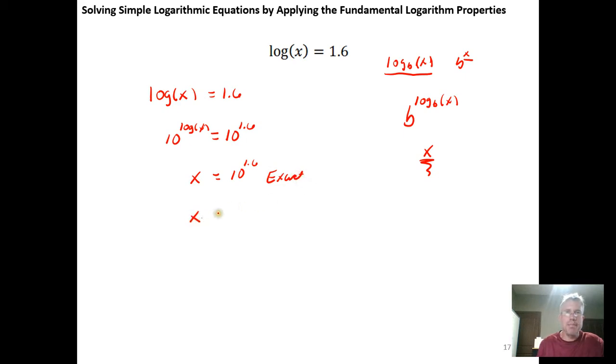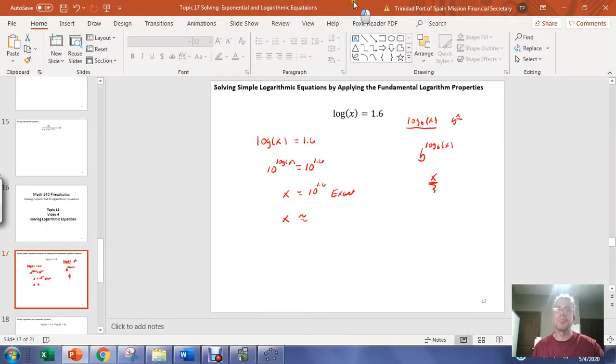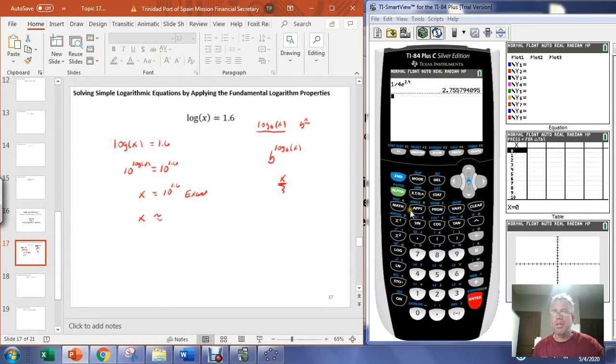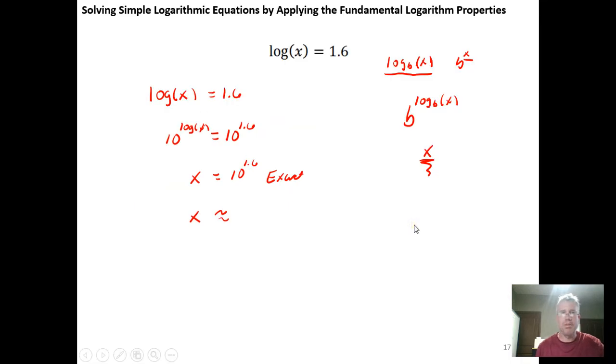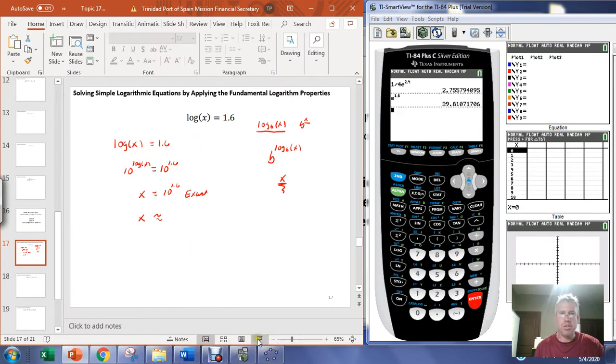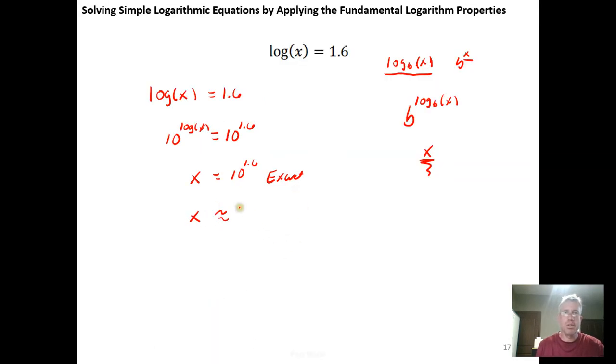And if I want to approximate it, I'm going to go into my calculator. And we're going to grab here the log key. In blue right above it, there is a 10 to the x button, so I'm going to go second log to get 10 to the whatever I need, 10 to the 1.6 in this case, and then I'll hit enter and I get 39.8ish. So I'll bring the PowerPoint back up, and we get about 39.8. So there's a simple one.